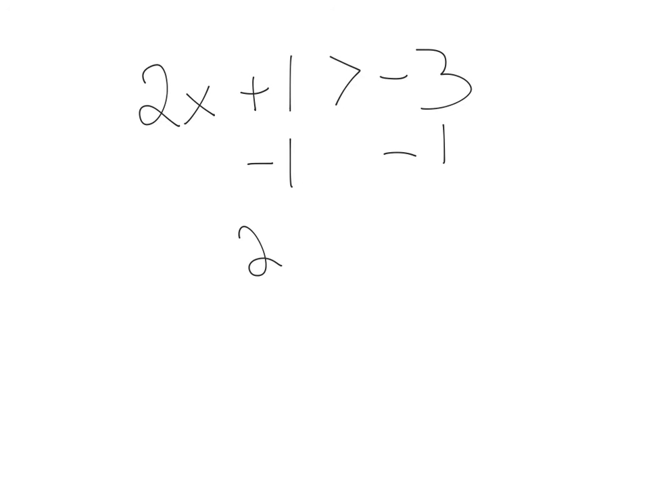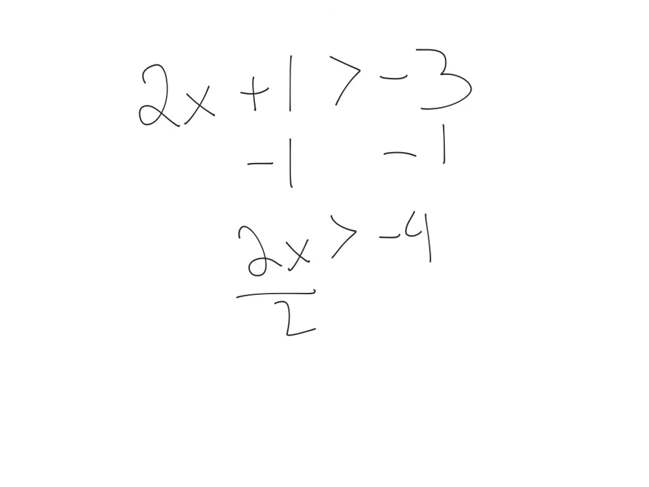Inequalities can also look a little bit like equations. 2x plus 1 is greater than -3. And we can find solutions for inequalities, just like we saw find solutions for equations. So in this case, I would subtract 1 from both sides. I would have 2x is greater than -4.